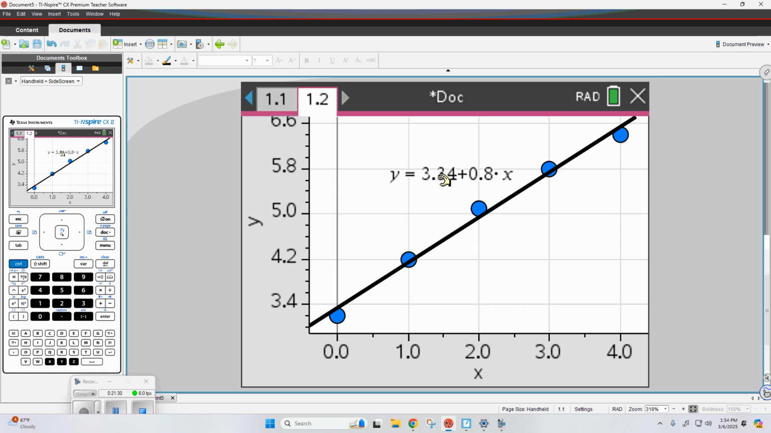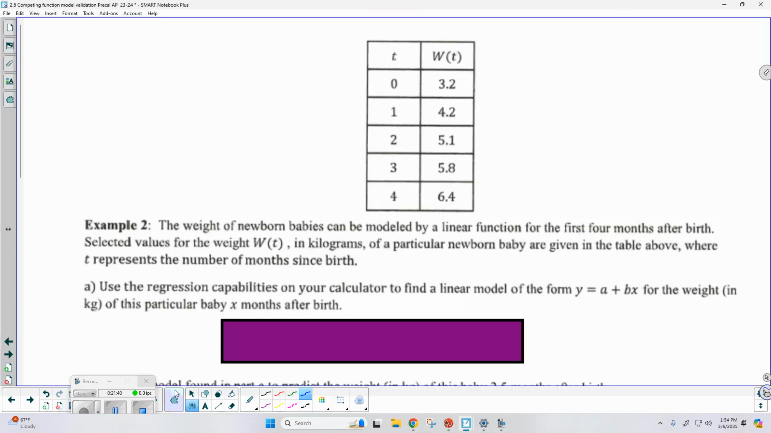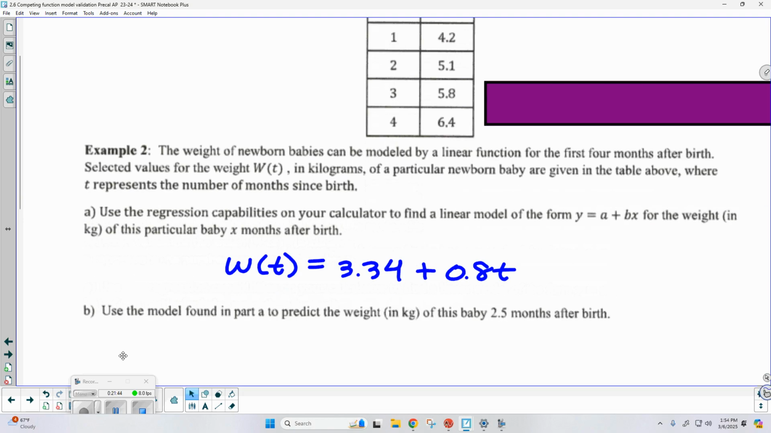So here's my line, and there's my model, 3.34 plus 0.8x. Okay, perfect. That is what we got. Of course, I wrote it on my paper using the W and t, but if you just said y equals with x, you're fine. That's not going to change anything.